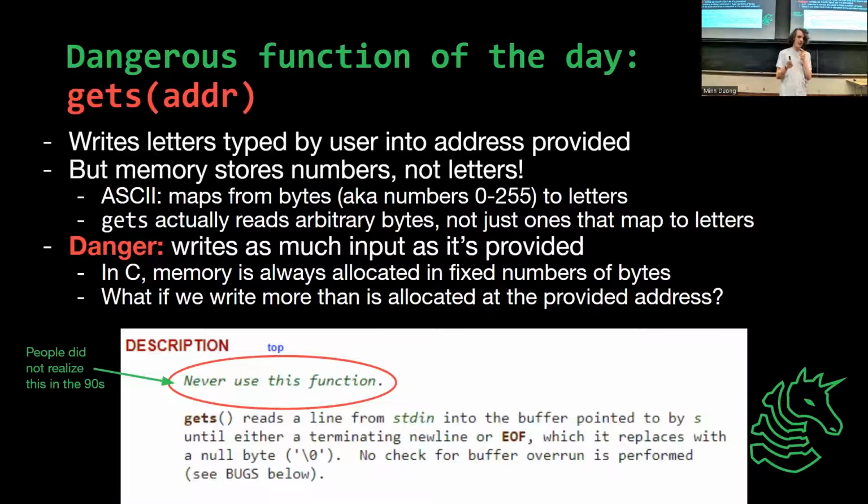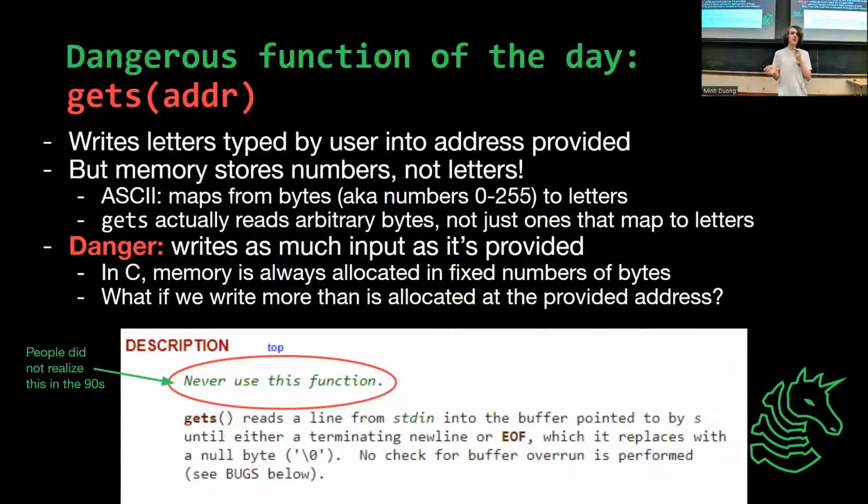gets is actually a dangerous function that the official documentation says never use this function. However, it turns out in the 90s, people did not realize this, and they did use this function. And even nowadays, maybe in some embedded scenarios, you might find people using this function for some reason, or people using super old libraries from the early 2000s. But yeah, why should we never use this function? Well, because it reads in an arbitrary amount of user input.